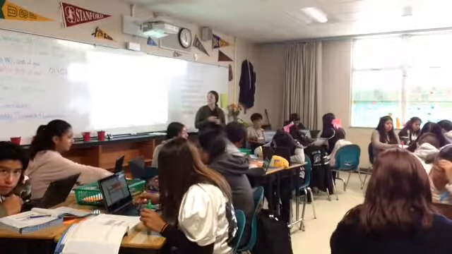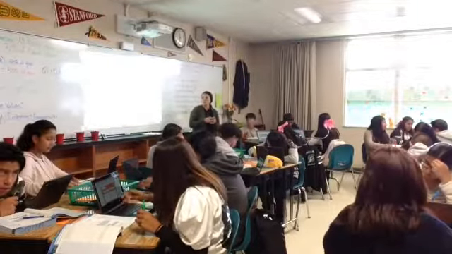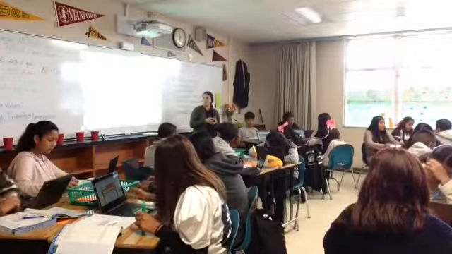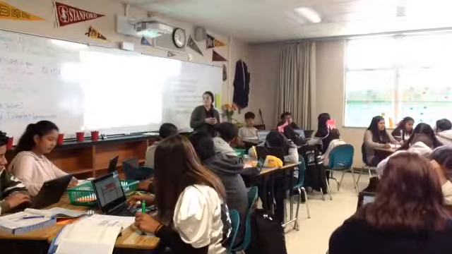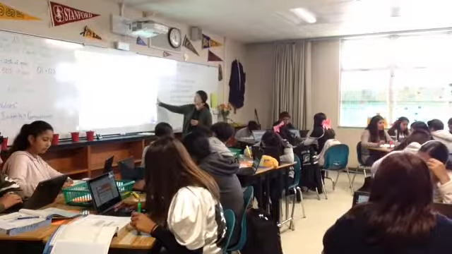Prose is ordinary written or spoken language using sentences and paragraphs without syllable or regular meter or rhyme. And poetry is written in lines or stanzas. So let's go ahead and annotate a little bit.